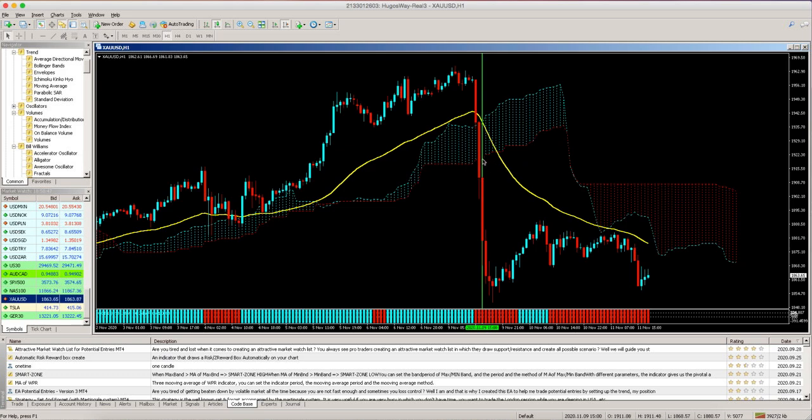So that's one setup on how to get in. Now I'm going to show you guys how to get in if you miss that move. You need a lower high closing bearish.